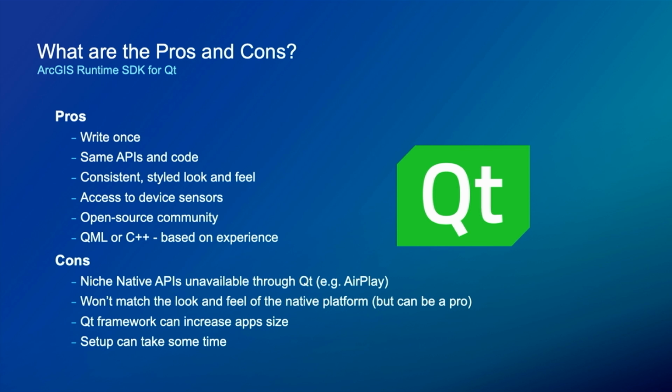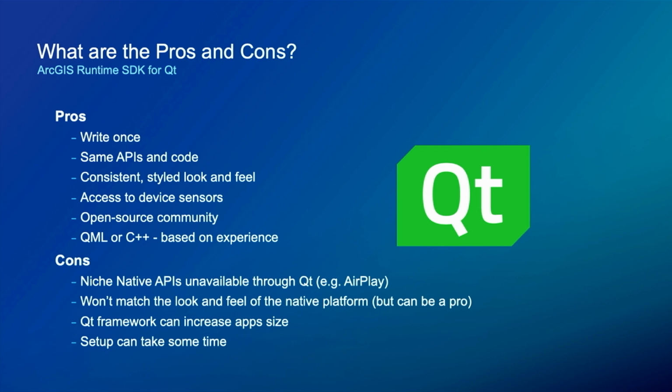Cons are some of the more niche native APIs like AirPlay. If you want to do something like AirPlay or AirDrop on iOS, that's not exposed through Qt. It's not really a common concept, so you can hook into it if you want on your own. You'll have to write some Objective-C code and expose that and call that from C++ and kind of just bubble its way up. But out of the box, you don't get any of that stuff. So if that's important, you'll need to look for a different solution.